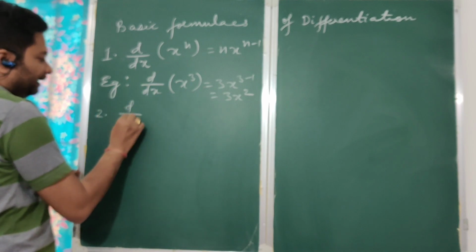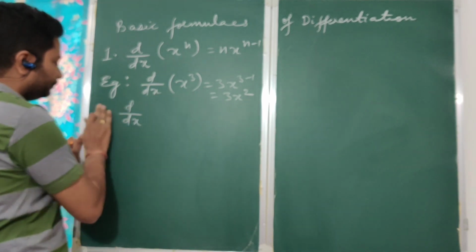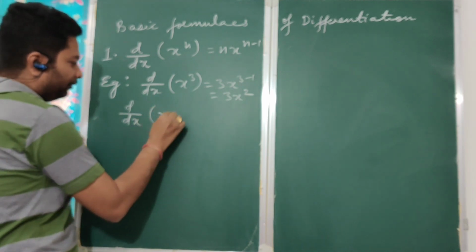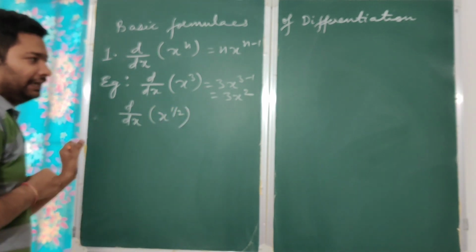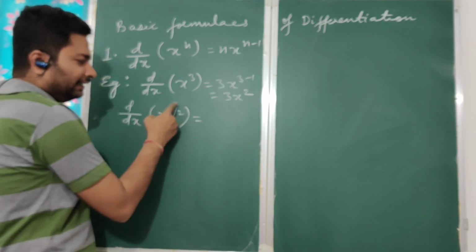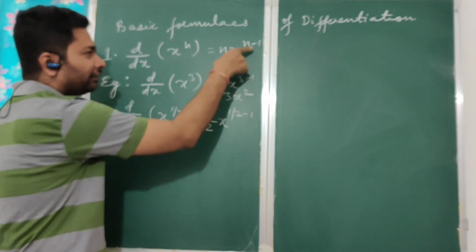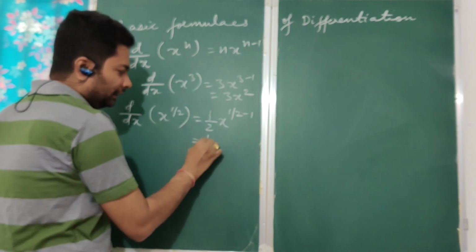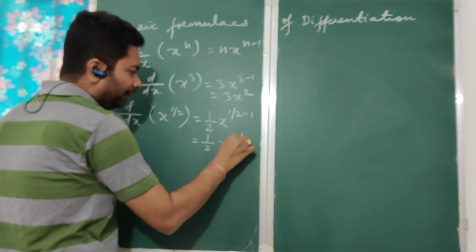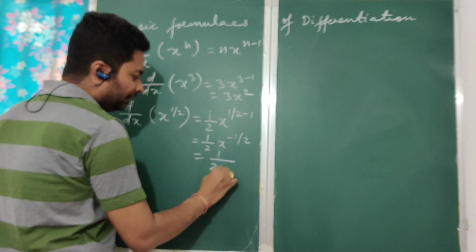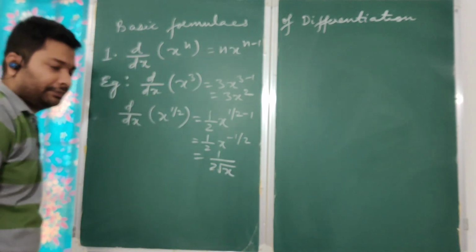Similarly, if you are having d by dx of x to the power of half, then what is n here? Half. So half x to the power of half minus 1, just substituting it in the formula. So 1 by 2 x to the power of minus half. So it will be 1 by 2 root x.